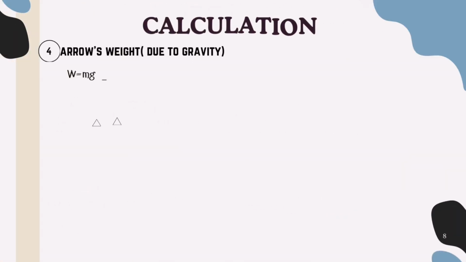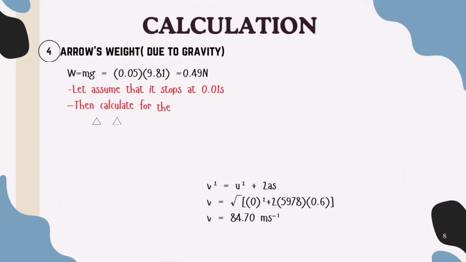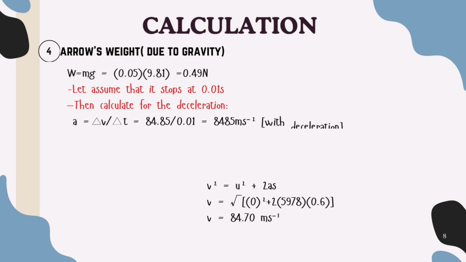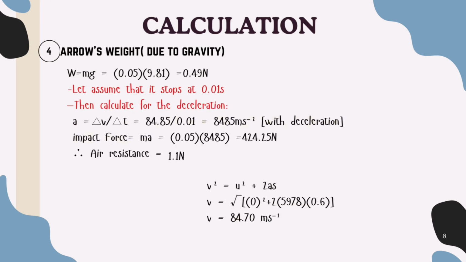Although we have calculated the velocity of the arrow, there are a lot of external forces, such as gravity. Everything has a gravitational pull, so we have to calculate the weight of the arrow.